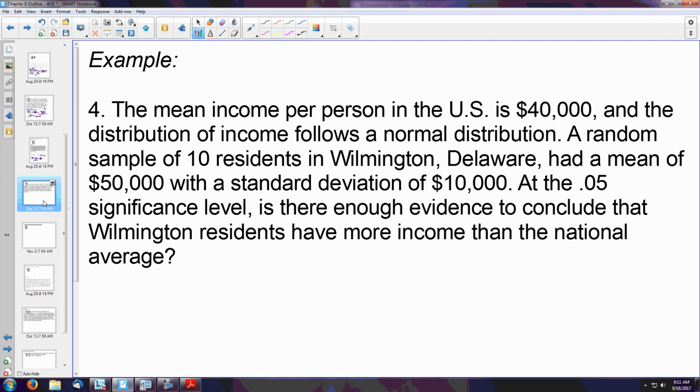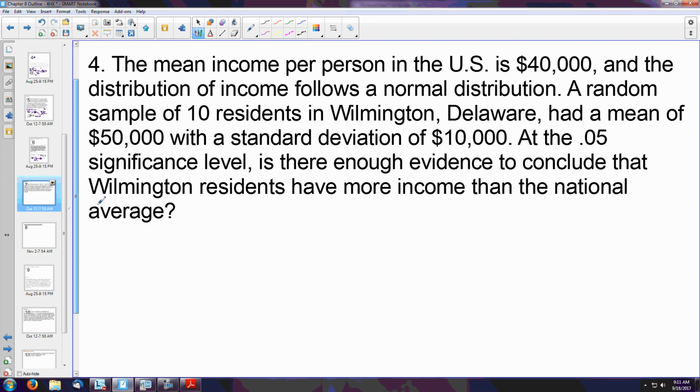Let's take a look at the next one, and for this problem, we'll go ahead and use the t-test function in the calculator. The mean income per person in the U.S. is $40,000, and the distribution of income follows a normal distribution. A random sample of 10 residents in Wilmington, Delaware had a mean income of $50,000, with a standard deviation of $10,000. At the 5% significance level, is there enough evidence to conclude that Wilmington residents have more income than the national average?